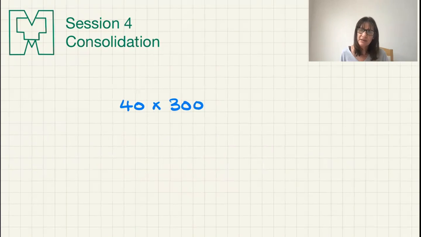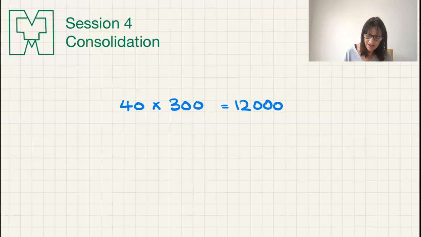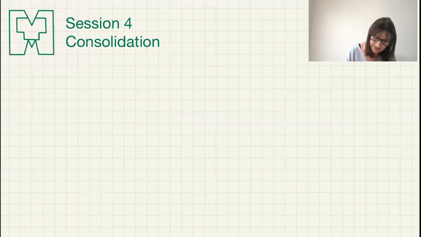Okay, pause and press play when you're ready. Okay, 4 times 3 is 12. I ignored 3 zeros, so I'm putting 3 zeros in. And that is the answer to that. 1 mark if you got it right, well done. Okay, next question.